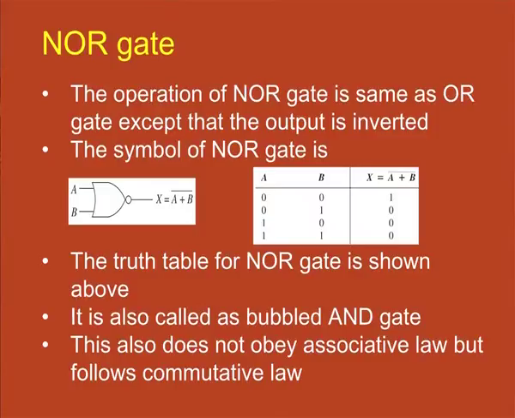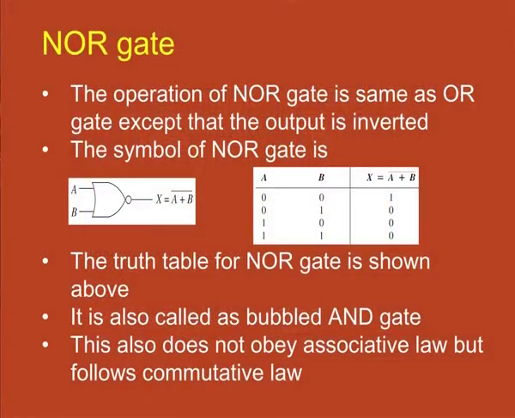Now, the next universal gate that we want to discuss is NOR gate, and the operation of NOR gate is same as OR gate, except the output is inverted. So, if we compare the output of NOR gate to that of OR gate, then we will find that the output that we obtain from NOR gate is complementary to the output that one can obtain from OR gate, and the symbol of NOR gate having 2 inputs and 1 output is shown in this slide. Here the symbol is close to an OR gate symbol, except there is a bubble just before the output from the gate.